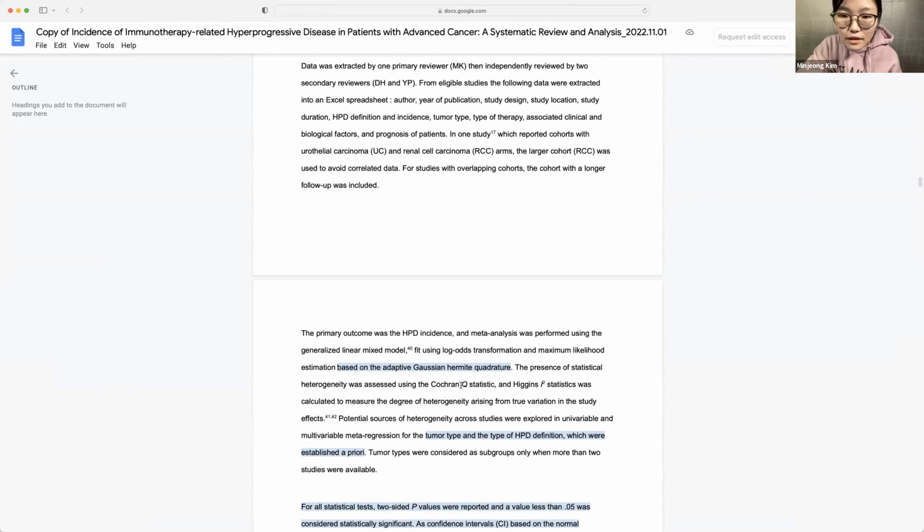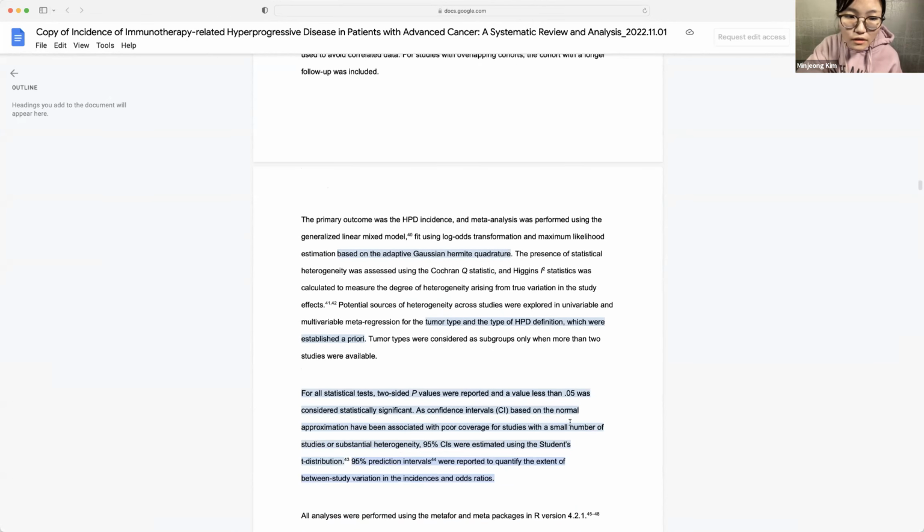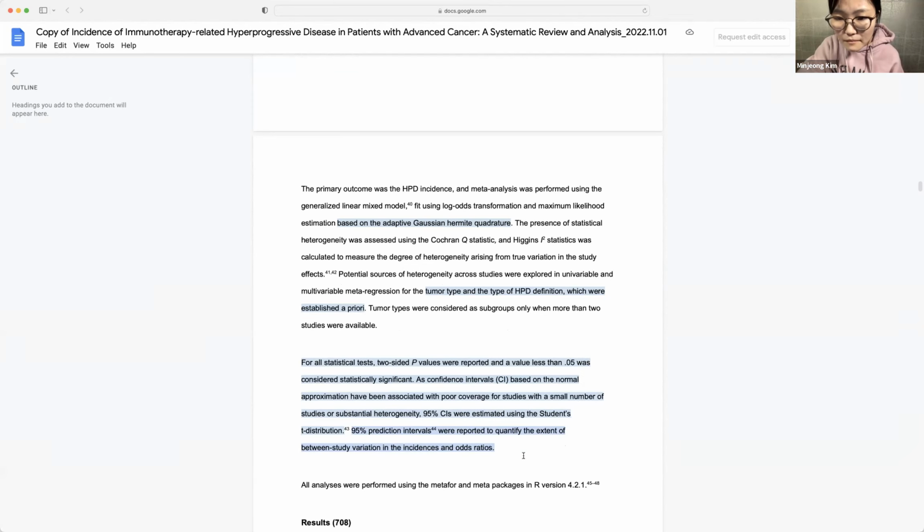and that the tumor type and the type of HPD definition were established as moderators a priori instead of post hoc. And then if you go to the statistical test section, this time instead of using the normal distribution, we based our analysis on the student's t distribution, because the normal distribution is shown to be really anti-conservative. So I changed the distribution that we used, and also included the 95% prediction intervals, which the reviewer recommended.